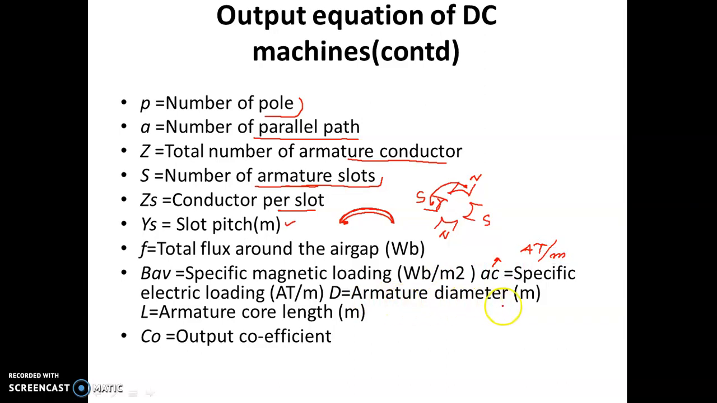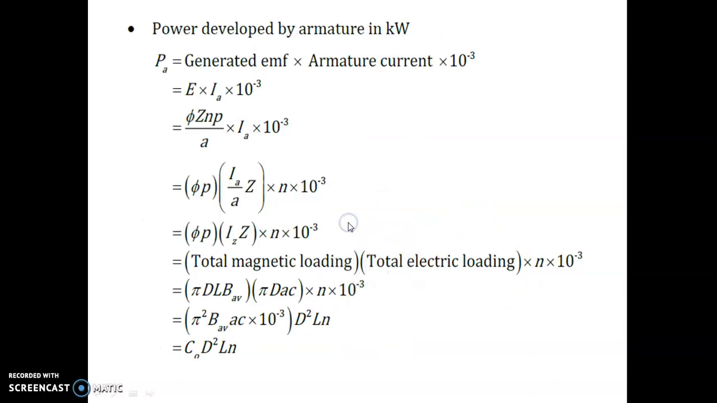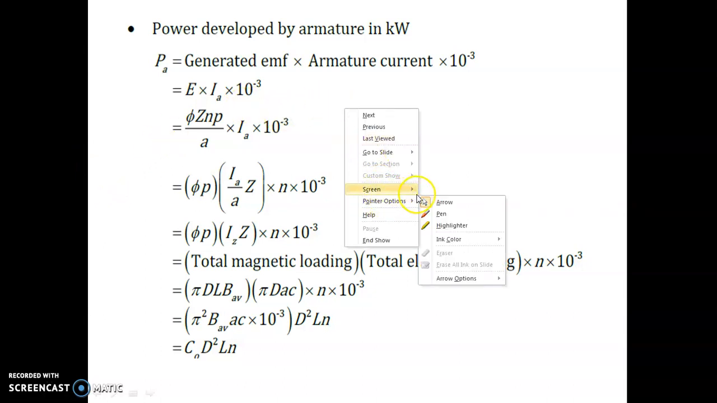D equals the armature diameter in meter, and L equals the armature core length. And CO is the output coefficient. These are the nomenclature. We have to use all this nomenclature in the coming slides. So now we will see how much power is developed in a machine.